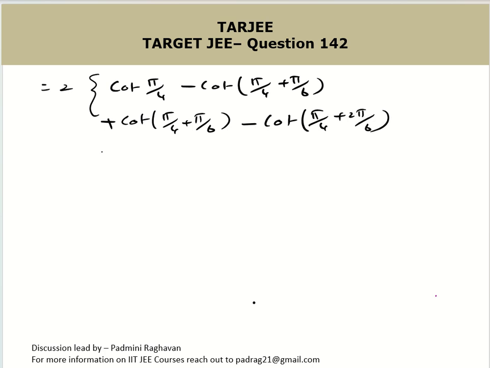You can see the next term is going to become cot of pi by 4 plus 2 pi by 6 minus cot of pi by 4 plus 3 pi by 6. So on, etc. My last term.